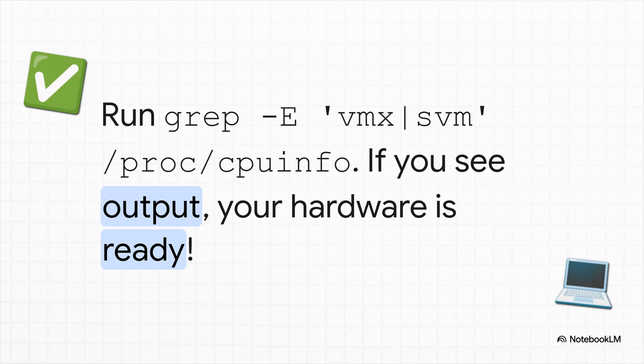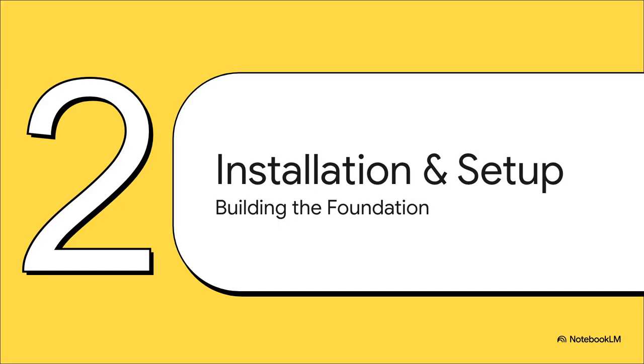Which brings us to our very first reality check. Before you do anything else, pop open a terminal and run this command. It's just checking your processor's info file for one of 2 little flags: VMX for Intel chips or SVM for AMD. If you see a bunch of text light up in your terminal, congrats, you're golden. If you get nothing back, you'll just need to hop into your server's BIOS and flick that virtualization switch on. Hardware check passed? Awesome. Now we can move on to the really fun part, the installation.